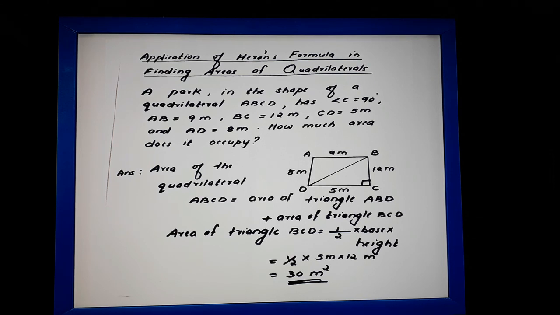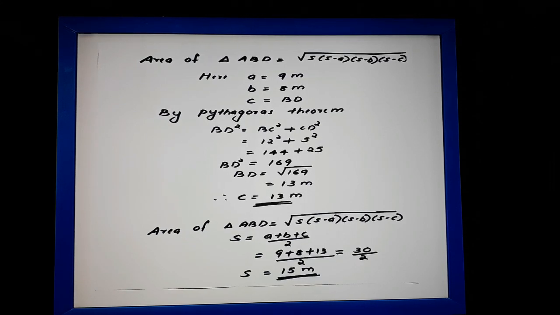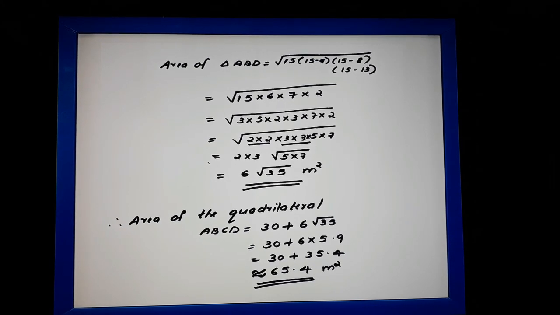So the explanation I have given in the section. Find the area of both the triangles, then add them to get the total area. Finally, we get the area of the quadrilateral ABCD is equal to 65.4 meters square. It's an approximate value. That's why I did not put an equal to sign. An approximate sign is used there.